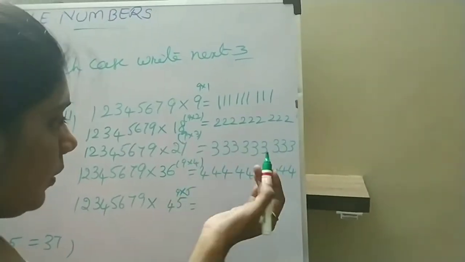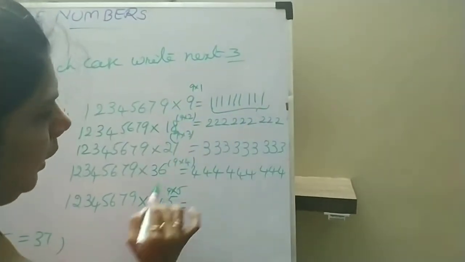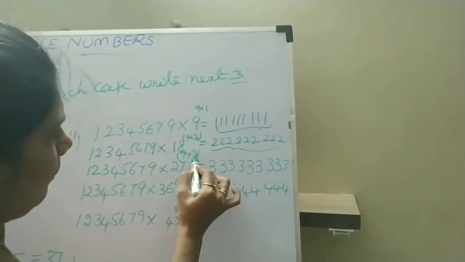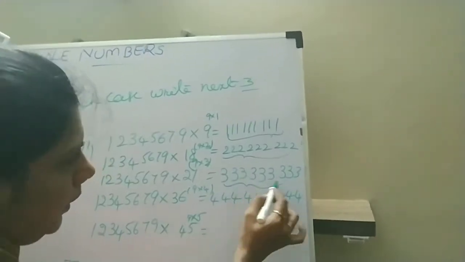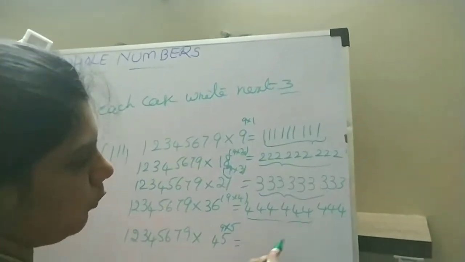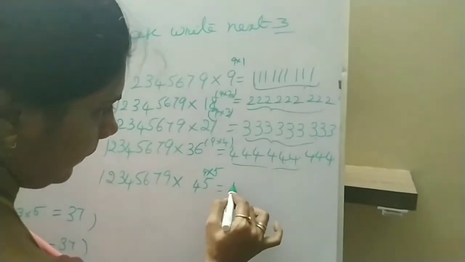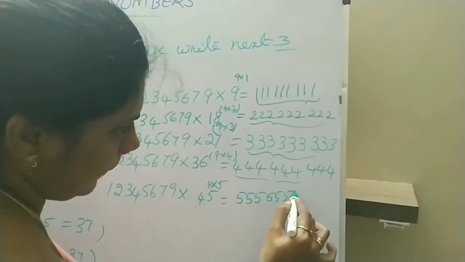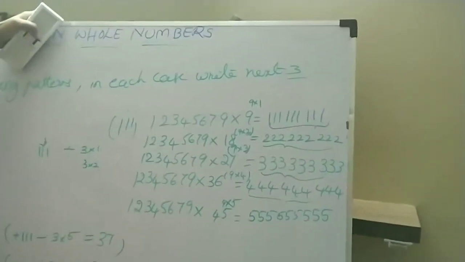So you can also take it like this: 9 into 1, 9 ones they have given. So next number 2, 9 twos. Next number we are multiplying with 3, so 9 threes they have given. Next 4, you have to write 4 nine times. Now see, we are doing with 5, right? So 5 5 5, we have to write 5 nine times. That is our pattern. Okay, that is our pattern.